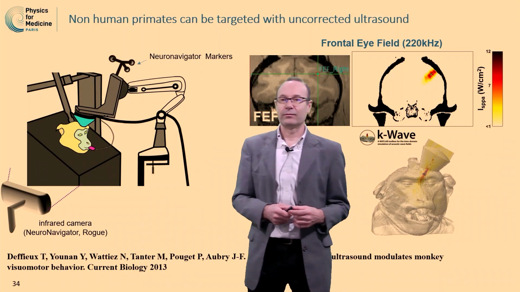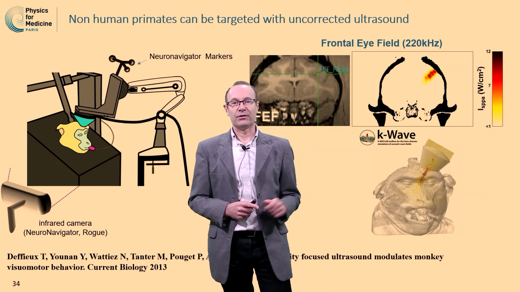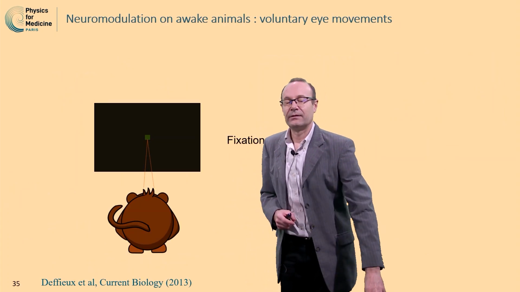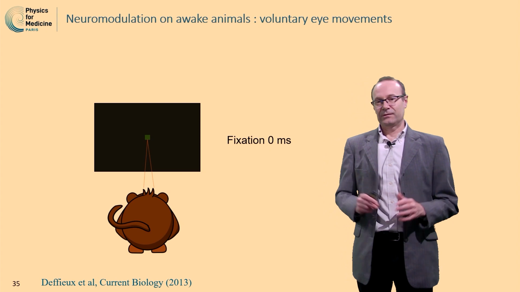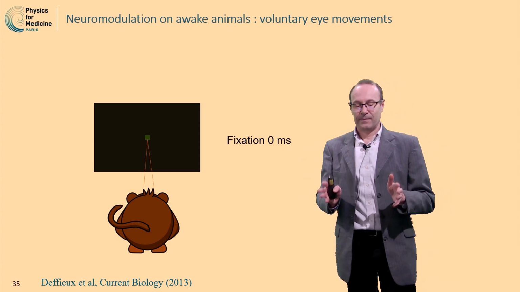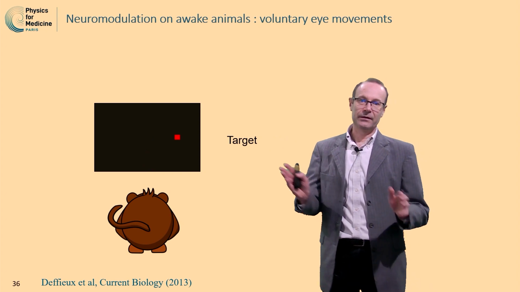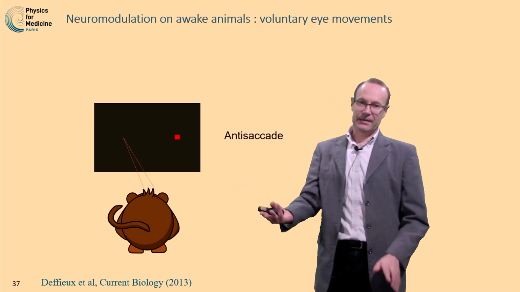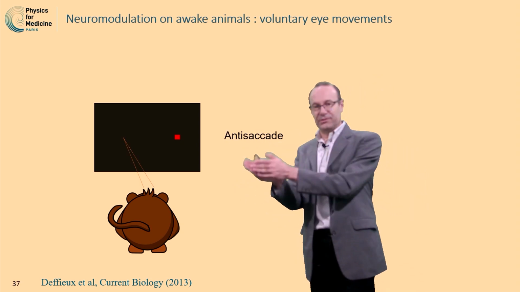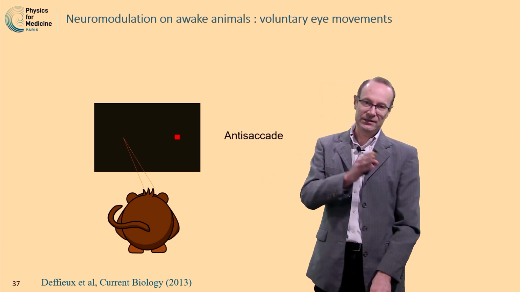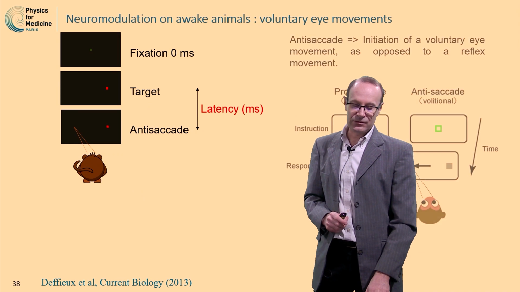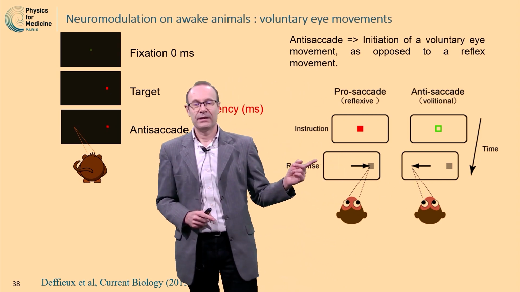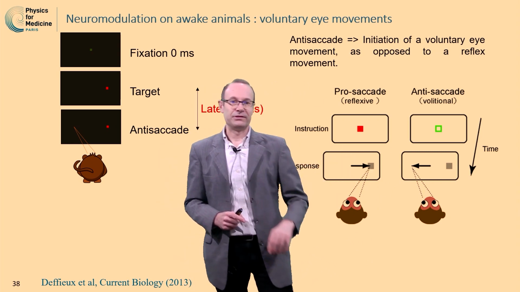So here is an example of an experiment that was done on monkeys where the target was the frontal eye field. The monkey was trained to look at a screen, fixate the screen, and a target would appear at one side of the screen, either left or right. It's called an antisaccade. So the monkey was trained to look in the opposite direction, so not look at the target, but at the opposite direction. This is called a voluntary movement, as opposed to a reflexive movement. So they don't look at the target, they look in the opposite direction.